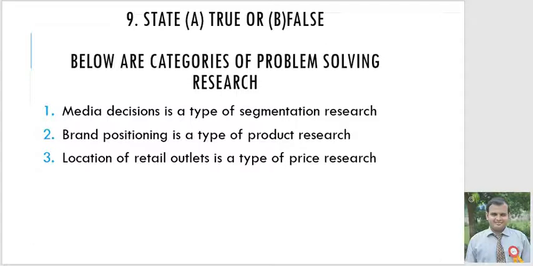And the third statement, location of retail outlets is a type of price research. The third statement is location of retail outlets is a type of price research. All the three statements are categories of problem solving research. You have to just state whether the statement is true or false.